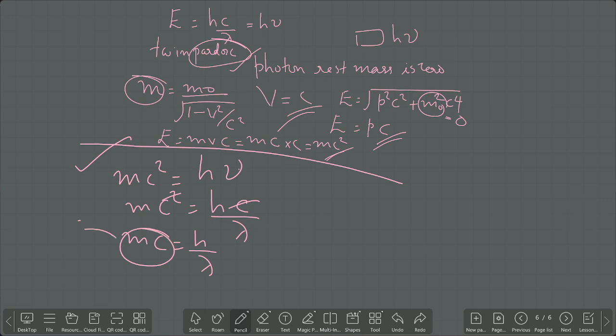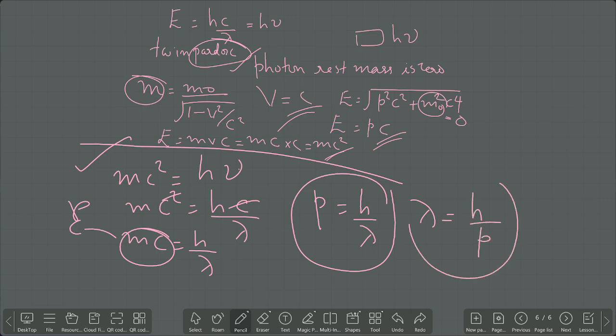What is mc? Which is nothing but momentum of photon. P is equal to h by lambda, or you can write lambda is h by p. This equation is actually de Broglie wavelength equation. You are writing de Broglie, but you have to pronounce it like de Broglie. Okay, this is the equation for what? De Broglie wavelength. Hope it is clear. This is de Broglie wavelength formula.